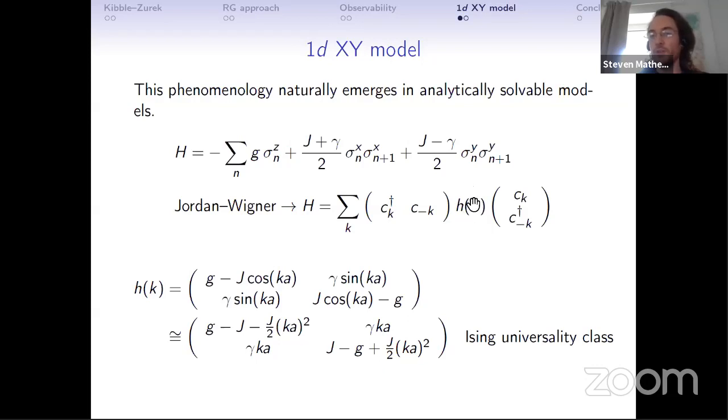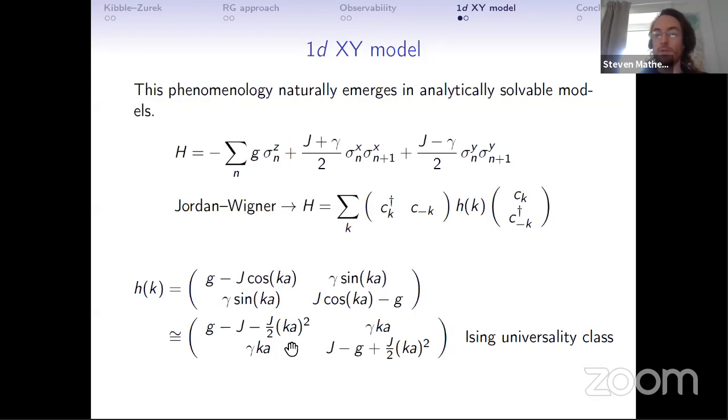So this H is now a two-level Hamiltonian that I represent here. And if you are interested in critical physics, it's large scale, so you expand in powers of momenta, and we get this expression down there. And with a bit of experience, you can look at the exponents here, 2 and 1, and recognize the Ising universality class.